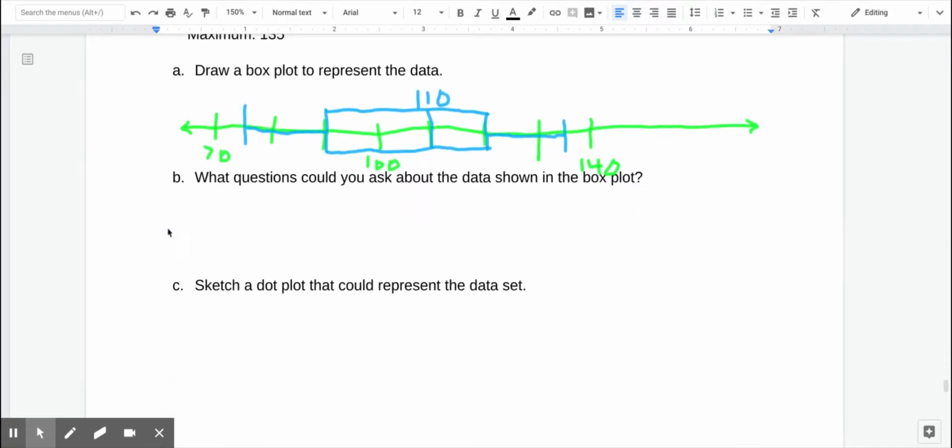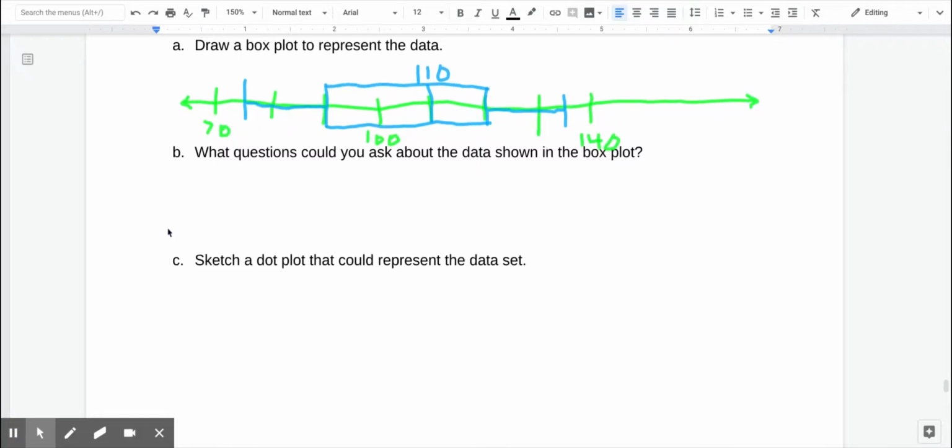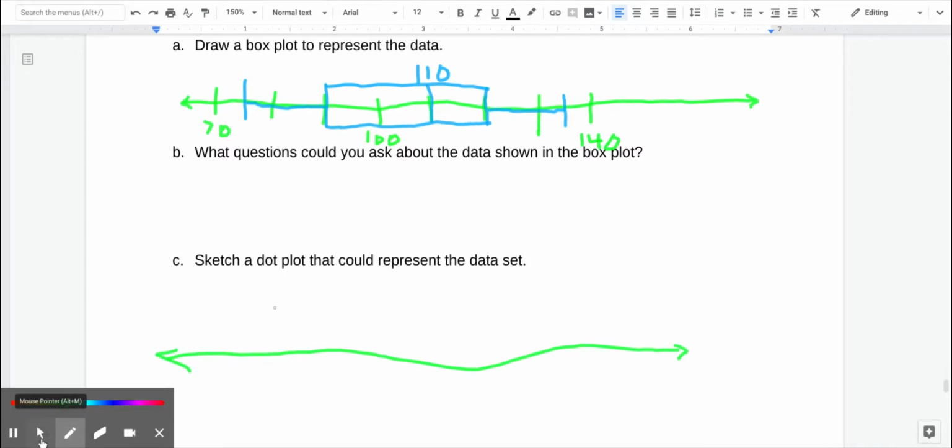Now I'm going to sketch a dot plot of my data set. And I'm just going to do a very simple one. Wow, that's really messy. Sorry about that. All right. Actually, I changed my mind here. I'm going to switch colors and do it right on top of this box plot.